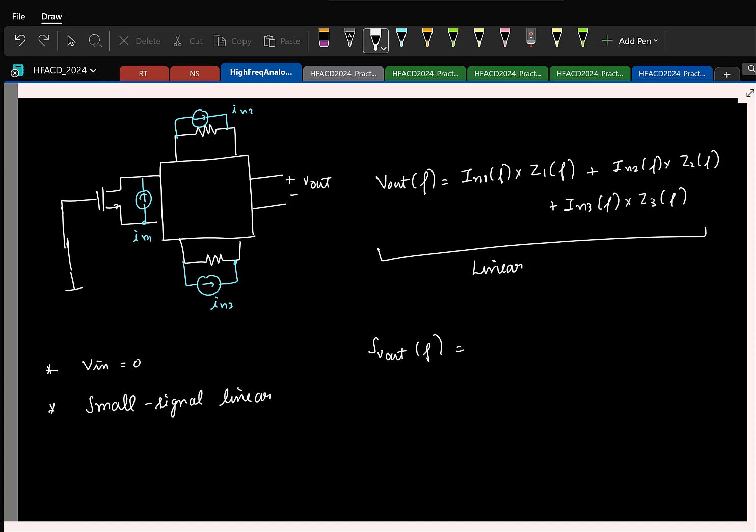Okay, there are a lot of ways in which you can look at it. It's not clear. Okay, so here, what I am saying is the output is basically contributed by 3 guys, right? So I can think of it as In1 of t getting passed through an LTI filter having a transfer function Z1 of f. What will be the power spectral density? Yes, In1 of f. Similarly, I'll have it for the other 2 terms. But yeah, let me just write it.